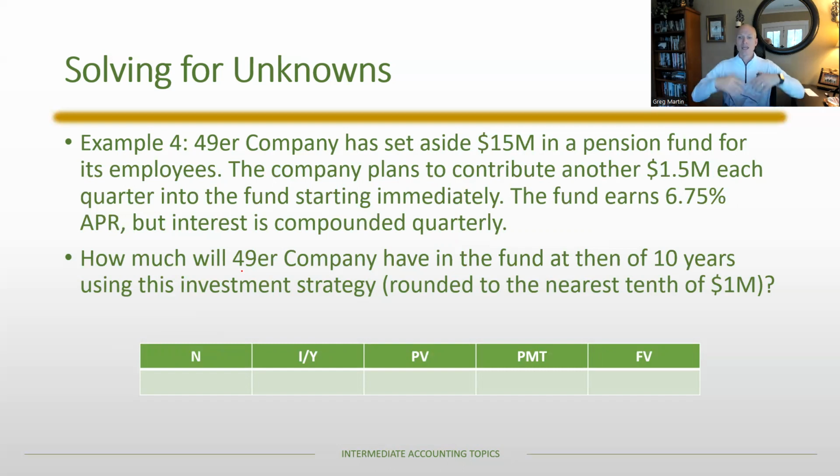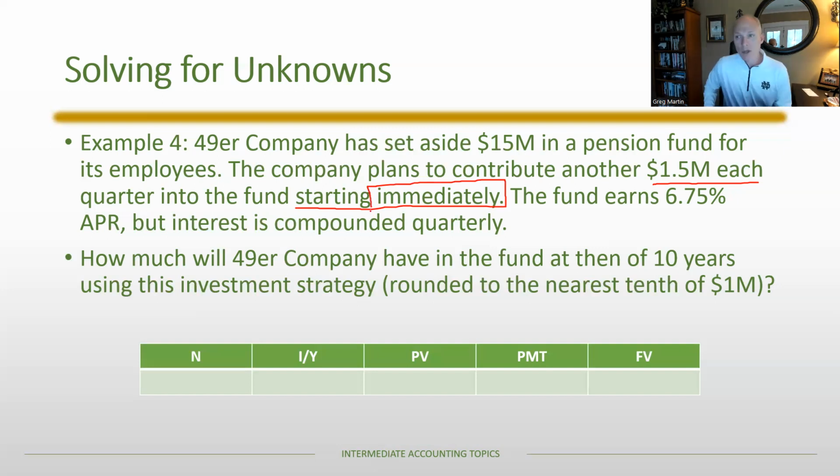All right. So if at the end of 10 years, how much are we going to have using this investment strategy? Again, everything needs to be in terms of quarters. Now, the key, though, is it says that I'm going to contribute $1.5 million each quarter into the fund starting immediately. So this is an annuity due.